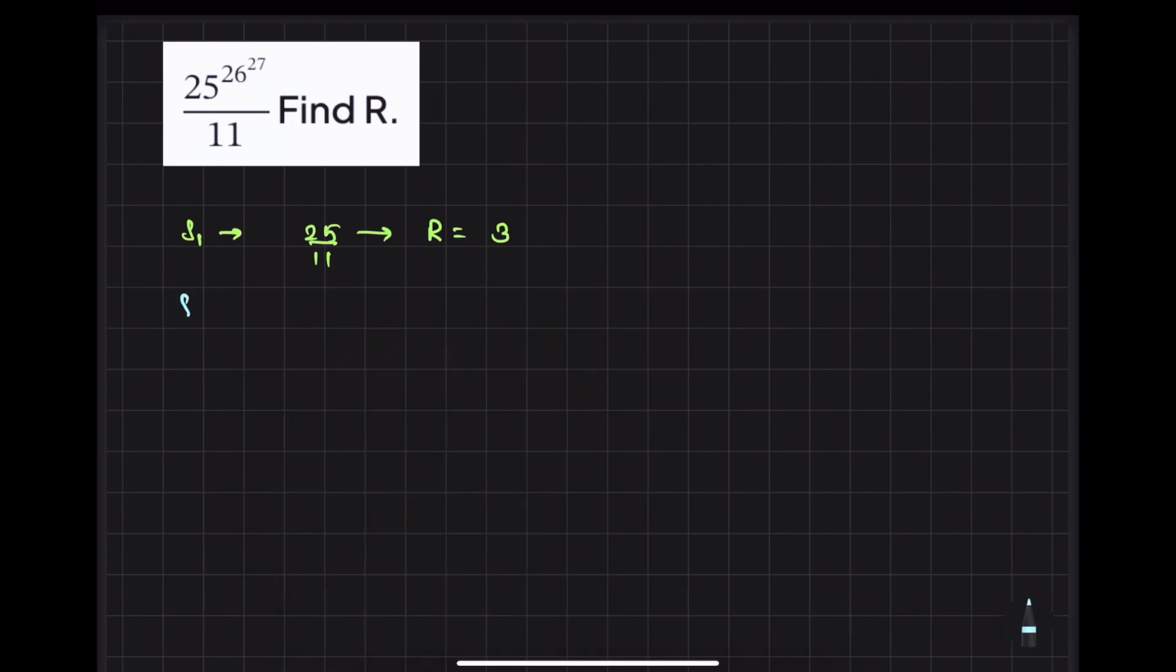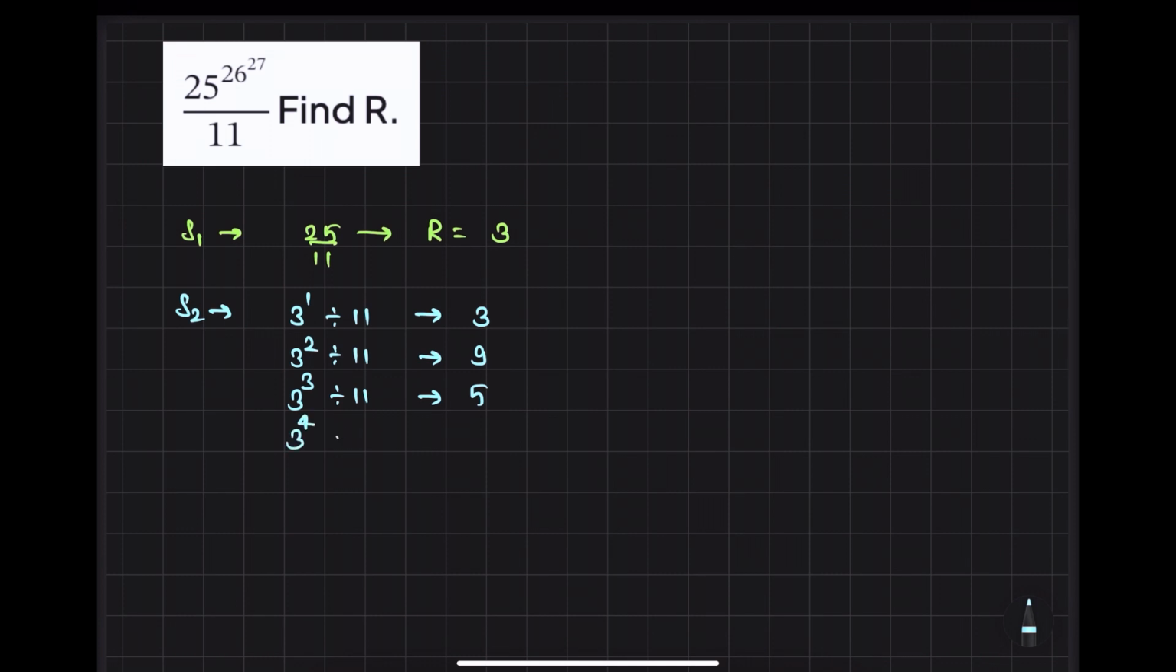So step 2 is 3 power 1 divided by 11. You know that the remainder will be 3. 3 power 2 divided by 11: it will become 9, and 9 divided by 11 is 9 only. 3 power 3 divided by 11, so it is 27. If you divide 27 by 11, you will have 22, and 5 will become the remainder.